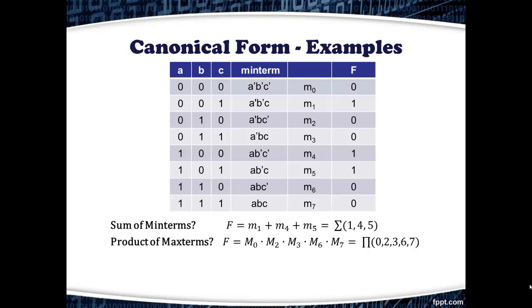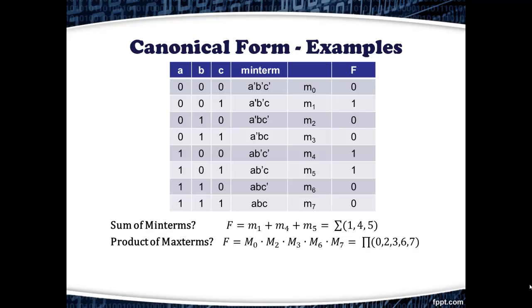In this final example, we look at a function involving 3 variables. If we wish to express the function as a sum of min-terms, we look for those min-terms, or those rows, which have a 1 in the result column. This leads us to the summation of the min-terms 1, 4, and 5.